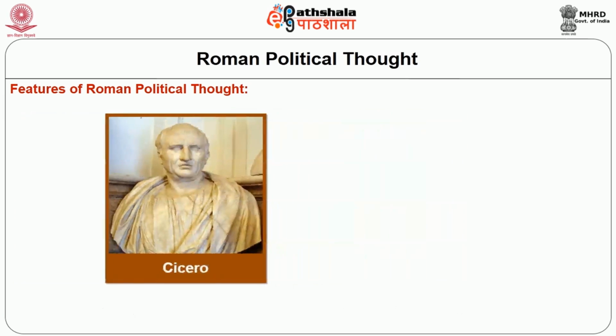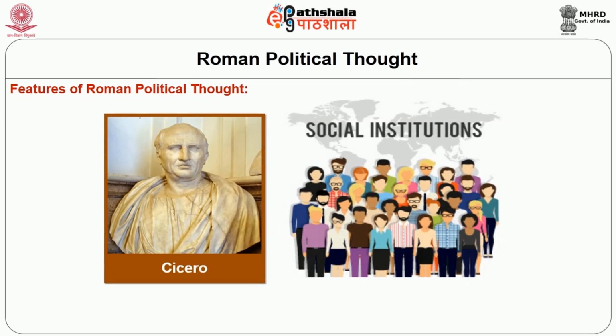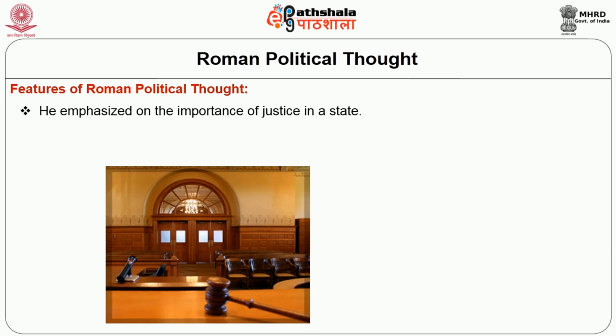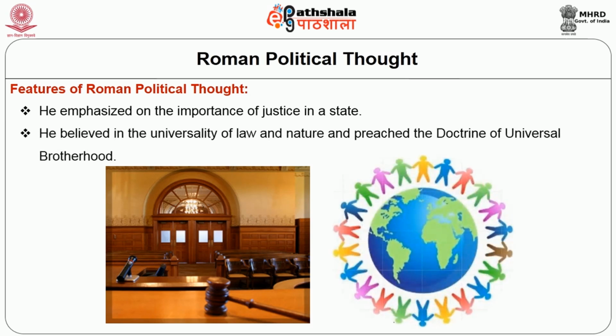Being a Stoic, he believed that the state originated in the social institutions of man. Cicero gave it a political complexion. In De Legibus, he laid down that civil and constitutional law must be based on natural law and reason. He emphasized the importance of justice in a state. He believed in the universality of law and nature, as well as preached the doctrine of universal brotherhood.